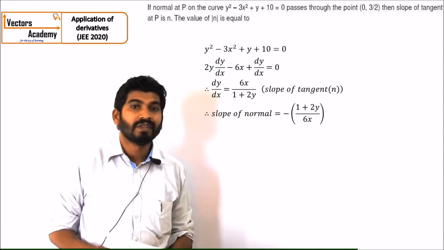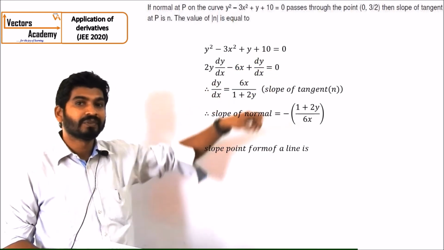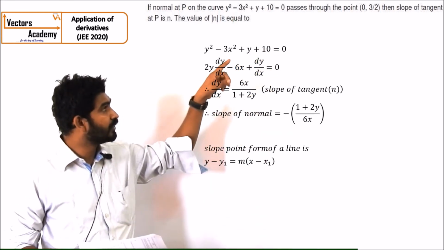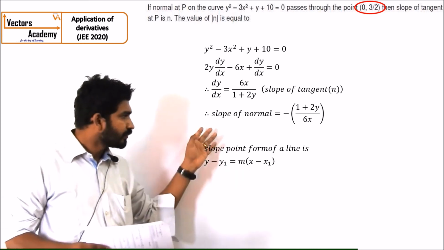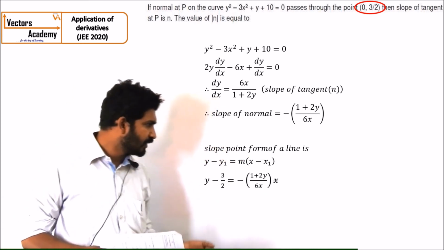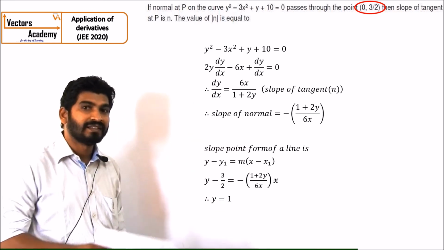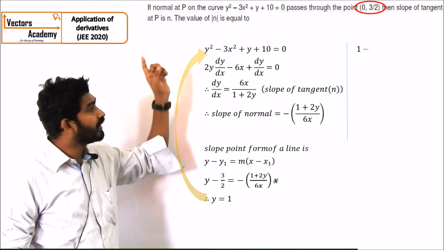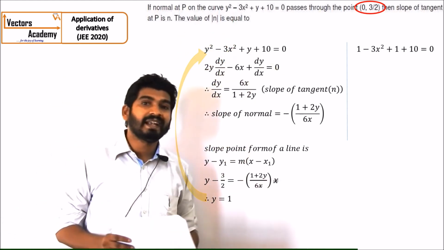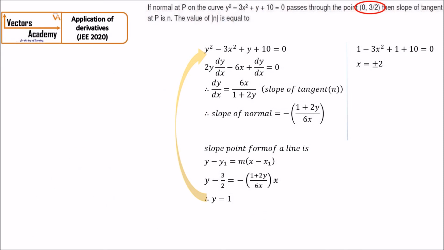Now, we know the slope of the normal, we also know the point of the normal. The normal passes through the point 0, 3 by 2. So, by substituting these values in the slope point form of the equation, and solving, I get y is equal to 1, and substituting this value of 1 in the given curve, what I'll get is x is equal to plus minus 2. Now, once I get these values of x and y, I can find dy by dx, that is the slope of the tangent.